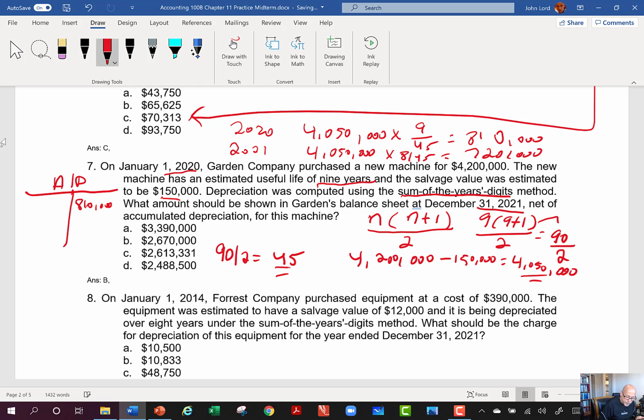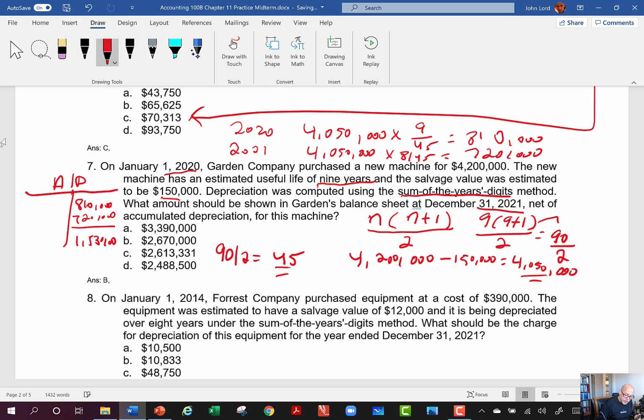720,000 for year 2. So I go ahead and I credit my accumulated depreciation for the 720,000, and when I add that up, a total of 810,000 plus 720,000 means that there's 1,530,000 sitting in my accumulated depreciation.